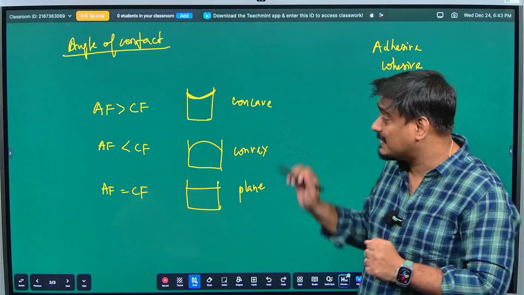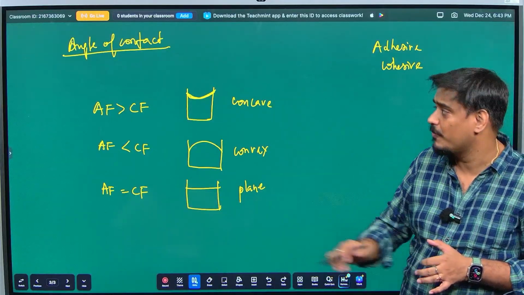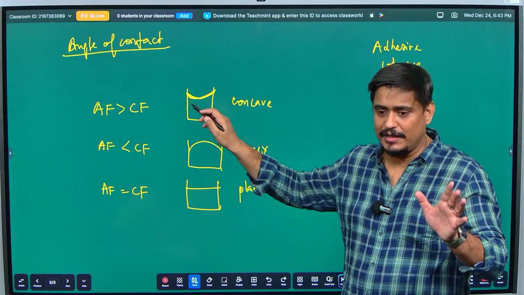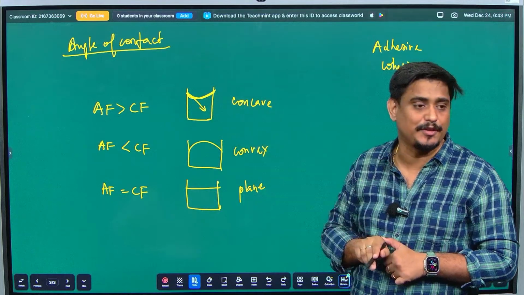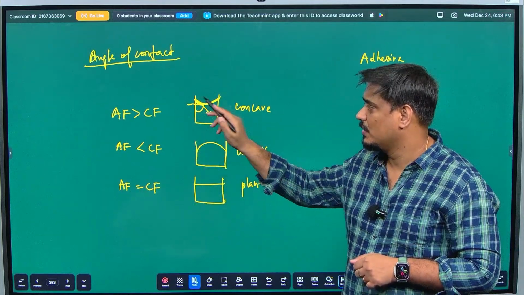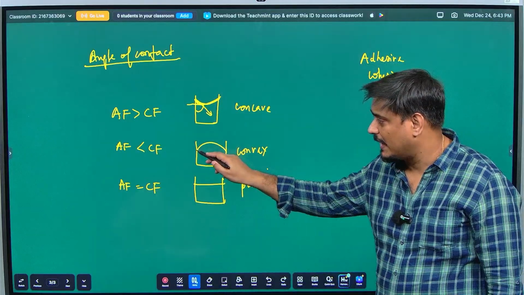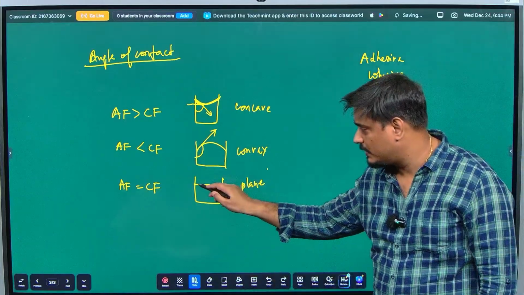Now, the meniscus helps you in understanding the meaning of angle of contact. What is angle of contact, you know? I'll give time for writing, please pay attention. It is the angle between the tangent drawn to a liquid surface and the solid surface. For example, here, tangent drawn and this angle is the angle of contact. Here, this is the angle of contact.